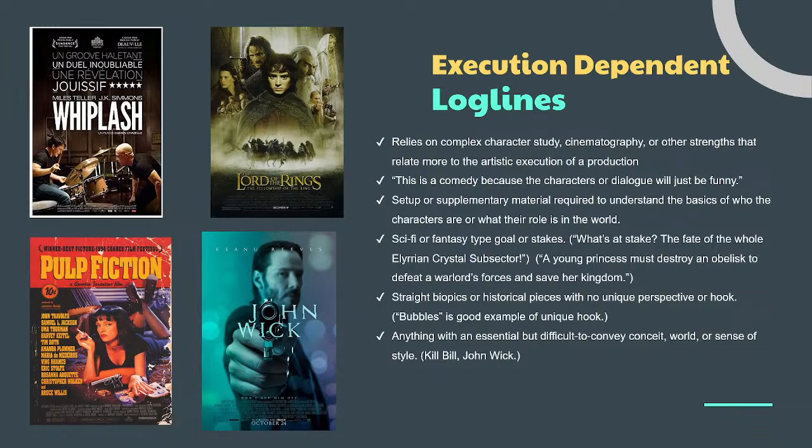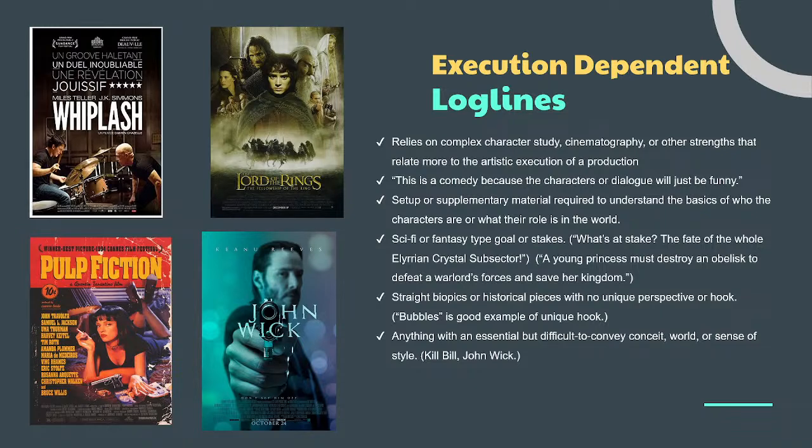well. Anything with this kind of essential but very difficult to convey conceit or world or sense of style can be very execution dependent too. Something like John Wick, where it's kind of just like a template for assassin revenge movie. When bad guys murder someone the main character cares about, he gets his guns back out and he murders all of them. That's like the template for this movie. We see it in everything from your Unforgiven to your Death Wish to all of this, right?